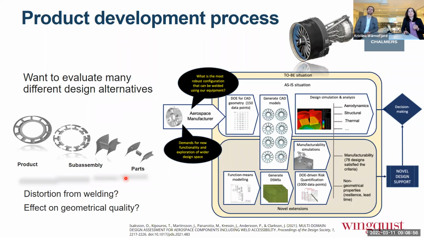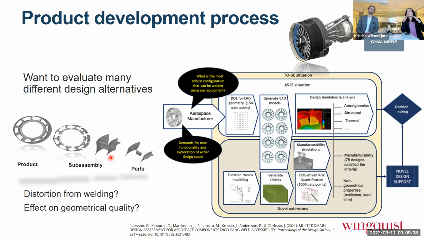Those wheels, they consist of a lot of parts. They are welded together to form this kind of sectors, and those sectors are welded together to form a product. And to evaluate all those different concepts of this turbine exhaust case, we need to evaluate all those models. And there can be different kind of evaluations. So maybe we need to do some kind of aerodynamic simulation, but we also need to evaluate how the welding affect those parts, because we do a lot of welding. We weld together those parts here, and we get the sub-assembly. We weld all those sub-assembly together.